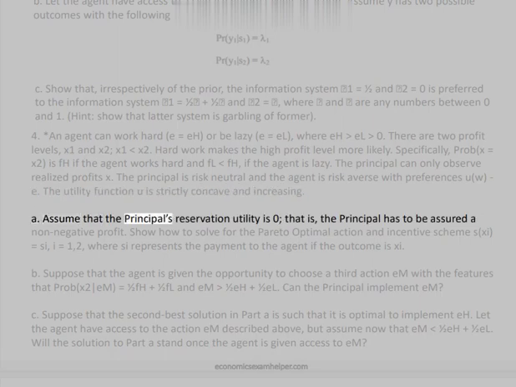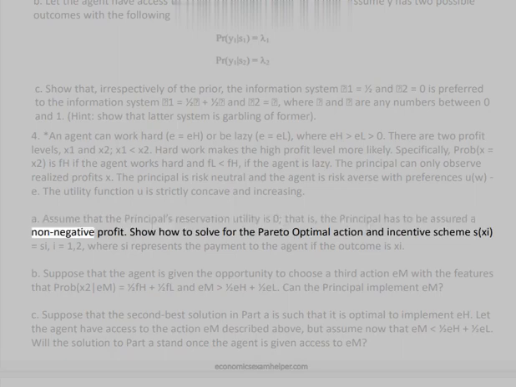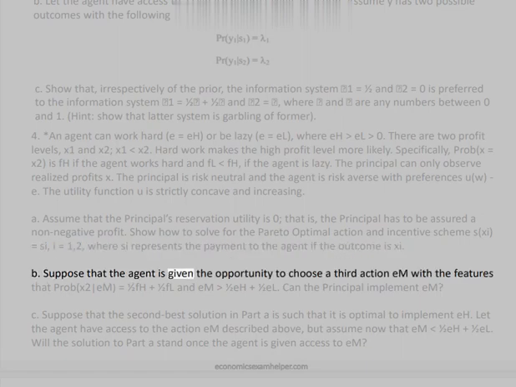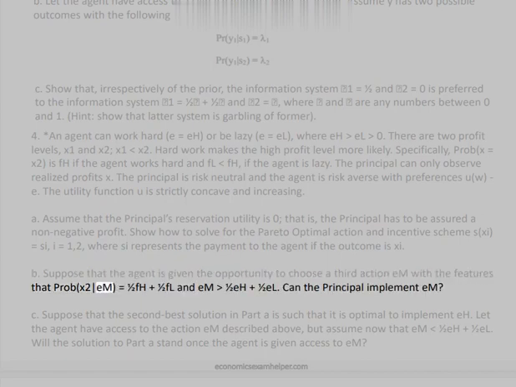A. Assume that the principal's reservation utility is 0, that is, the principal has to be assured a non-negative profit. Show how to solve for the Pareto optimal action and incentive scheme s(xi) equals si, i equals 1, 2, where si represents the payment to the agent if the outcome is xi. B. Suppose that the agent is given the opportunity to choose a third action M with the features that Prob(x2 | M) equals 1/2 fH plus 1/2 fL. Can the principal implement M?